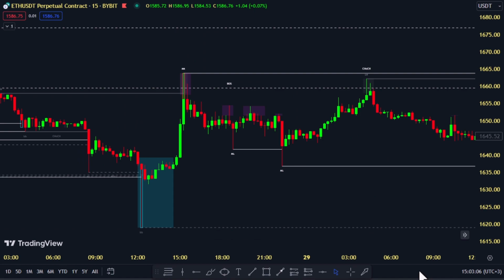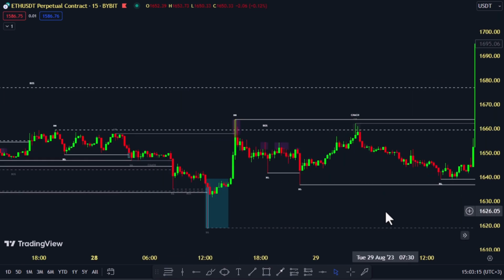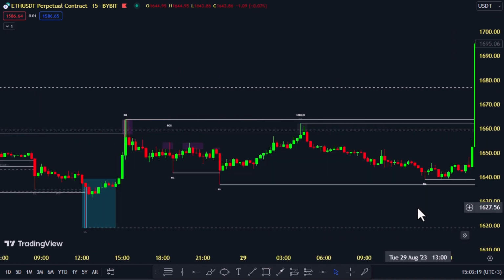Let's start with the conditions for a long trade. First and foremost, ensure that the overall sentiment is bullish. This is crucial. We're not in the business of trading reversals. We want to ride the prevailing trend.